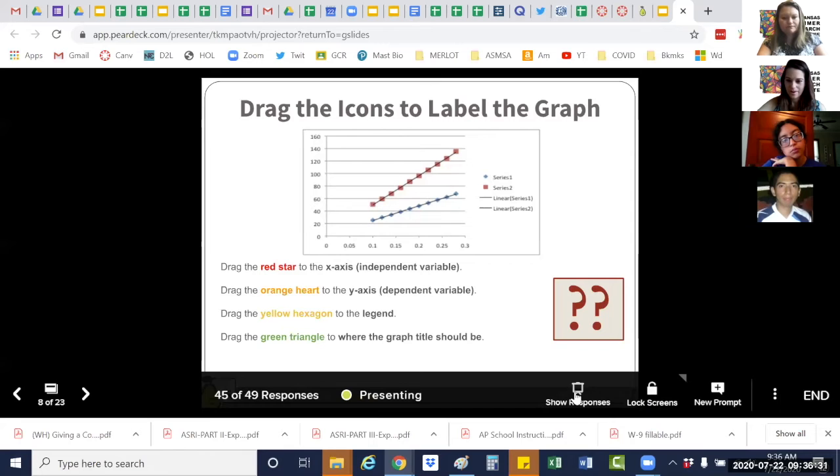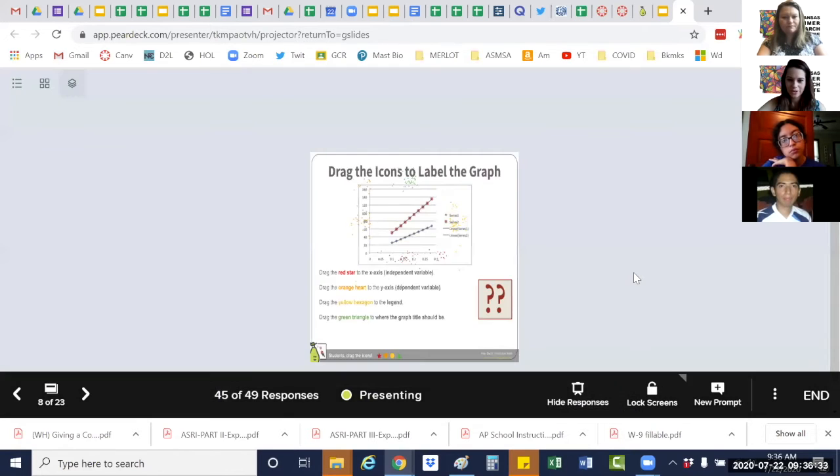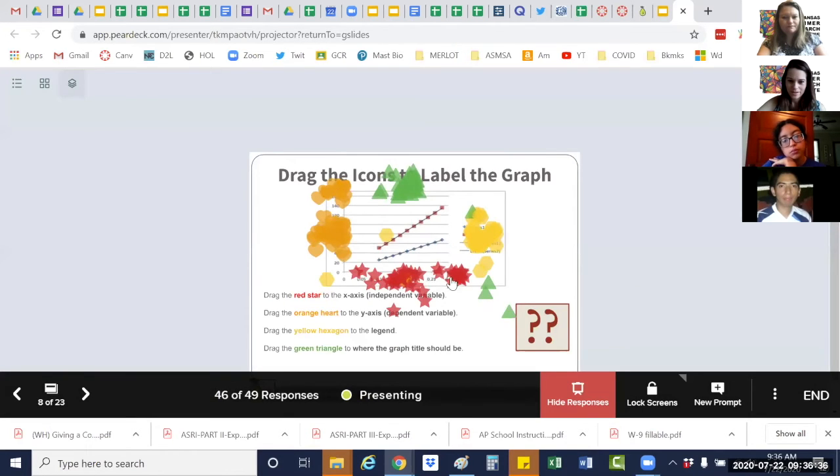Okay, and then I'm not going to lock the screen on this one. I'll just show the responses. We've got the red stars down here. That's the x-axis. That horizontal axis is the independent variable. This is the thing that you are changing. So the different concentrations that you're using, or the different treatments that you are using with your groups.